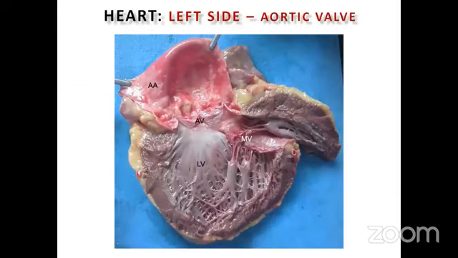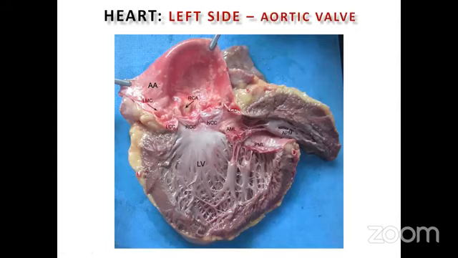With that, we come to the outflow tract of the heart. And here we can see the outflow tract, left ventricle, aortic valve, and the ascending aorta. Please note, in contrast to the right ventricular outflow tract, the left ventricular outflow tract is relatively smooth with slight thickening of the endocardium in the subaortic region.